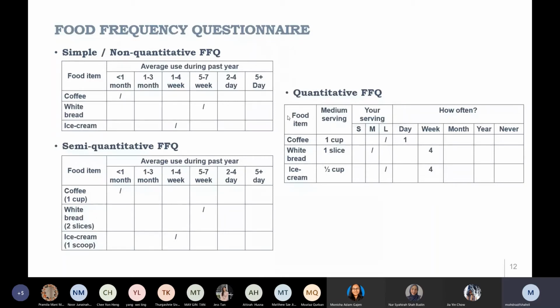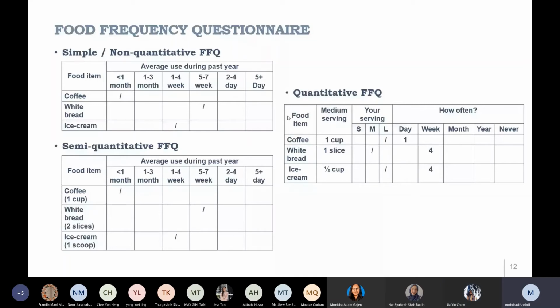So it must be determined by the user or researcher to choose which one, and they must be aware of the limitation of each method. I hope that answers your question. Yes, thank you. So, any other question?